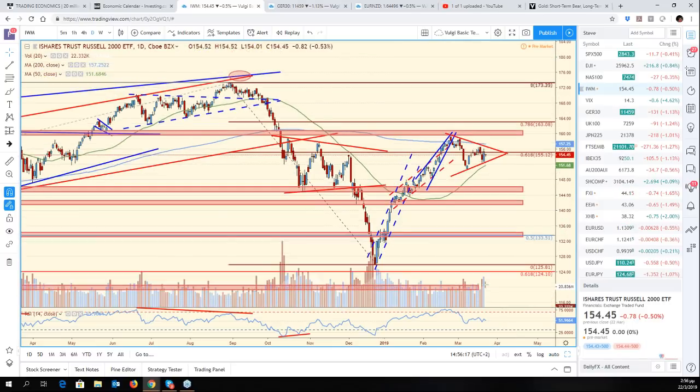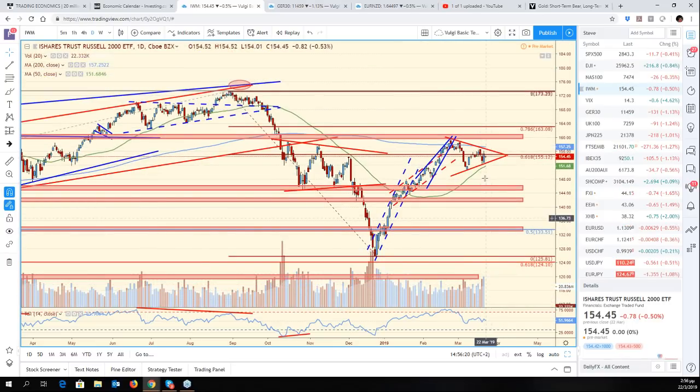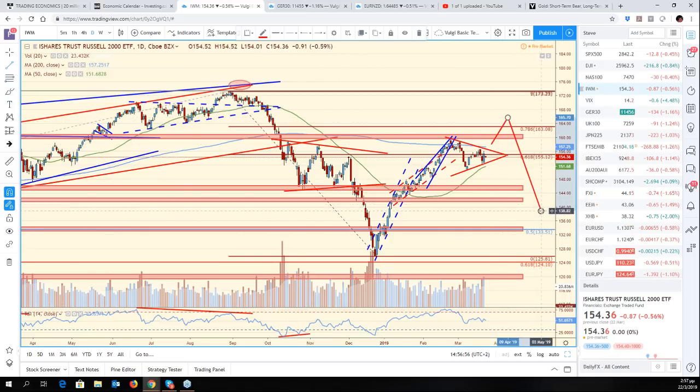Although, from a technical perspective, I had to be cognizant of the fact that so far this consolidation in Russell looks like a triangle, and usually triangles get resolved in the direction of the trend. From a short-term perspective, first of all, it doesn't mean this is a triangle, because you now might see a move like this, in which case this was something else. But so far, it looks like it can be a triangle, and you need to be careful if that's the case, because that means that if we do get a move above 157, there is a good chance that we're going to see one more thrust higher before some move to the downside.